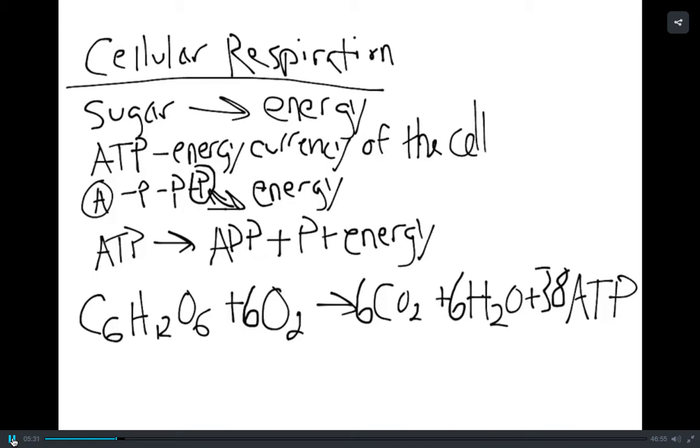I say ideally because it doesn't always create 38 ATP. That's the ideal max that this process can create, but it's not always going to do that. We're going to learn it as 38 ATP. So that's a very broad overview of cellular respiration, at least the process and what's happening.